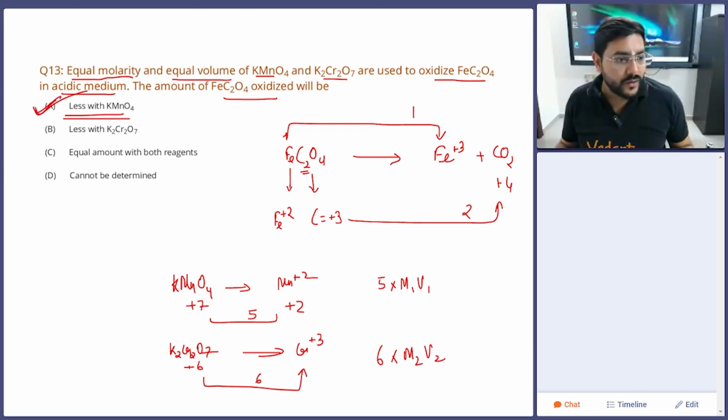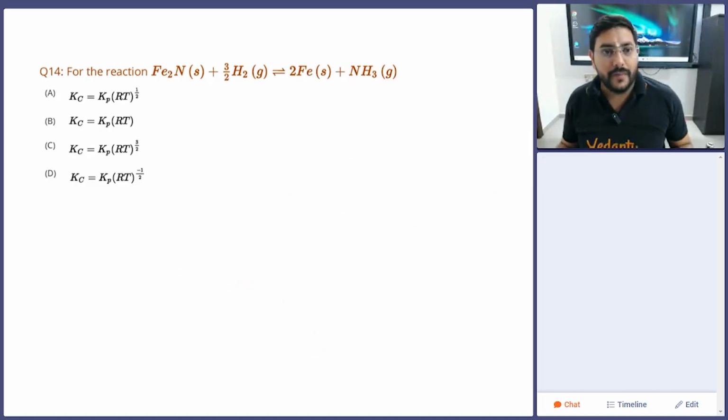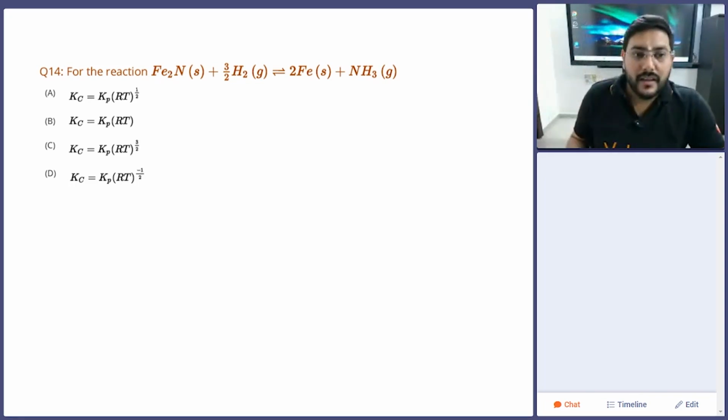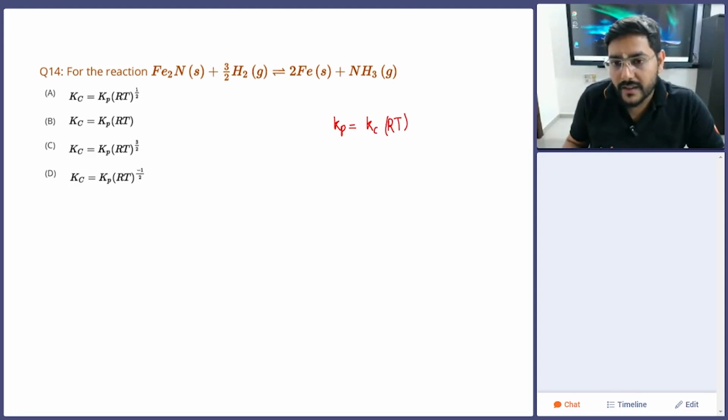Now, moving towards the next question. Okay. Now, here again the equilibrium question, very simple question. For the reaction Fe2N solid, 3 by 2 H2 gas is converting into Fe solid and NH3 gas. So here they are asking the Kp and Kc relationship. You guys are aware that Kp is equals to Kc RT to the power delta Ng. Yes, everyone. What is delta Ng value here?